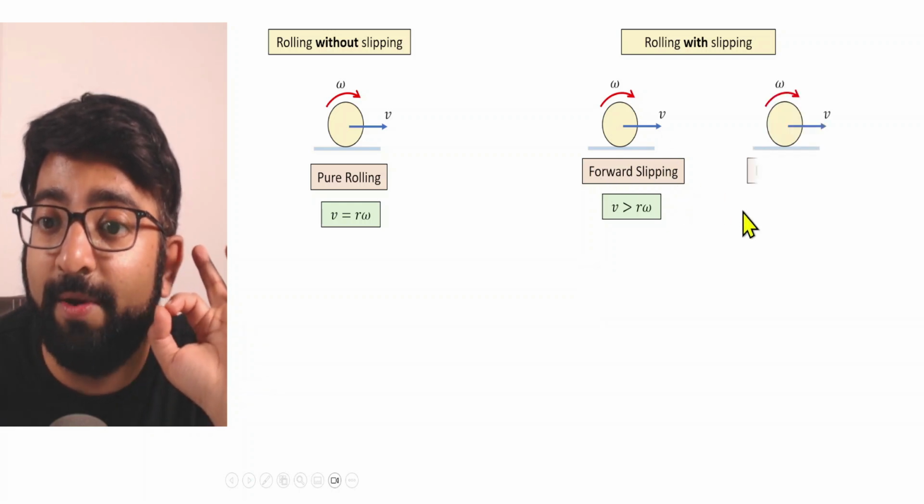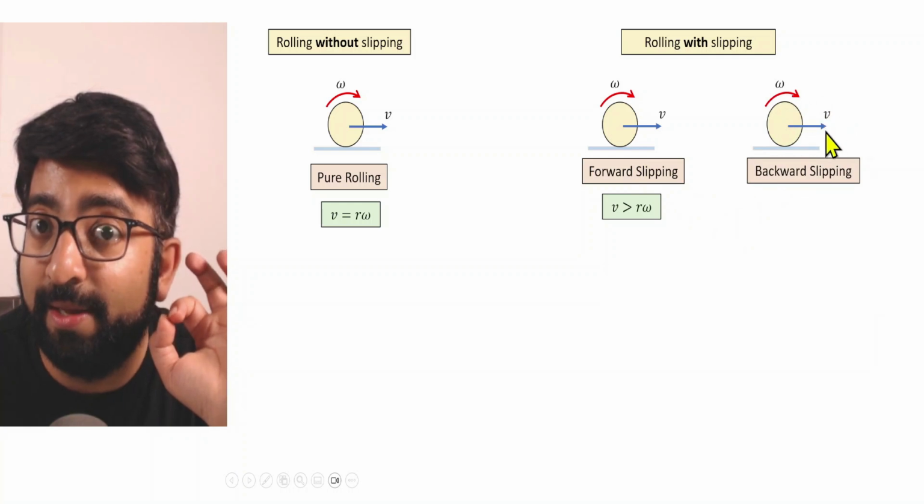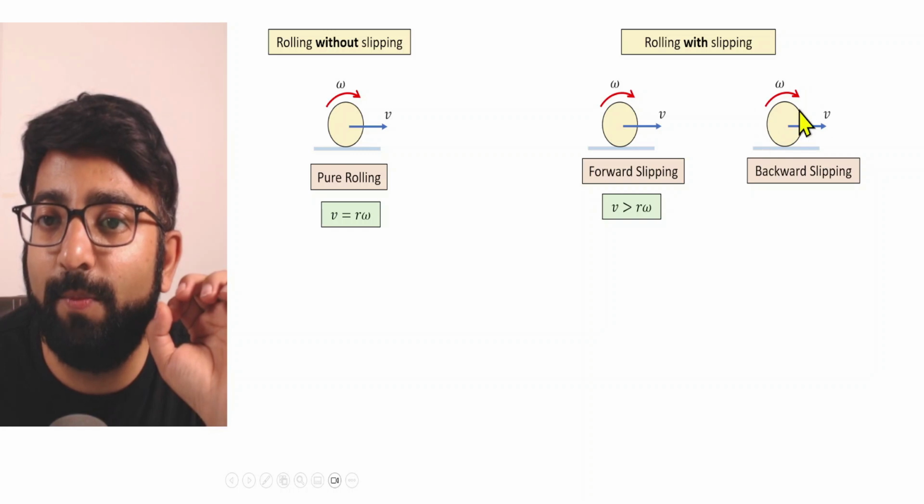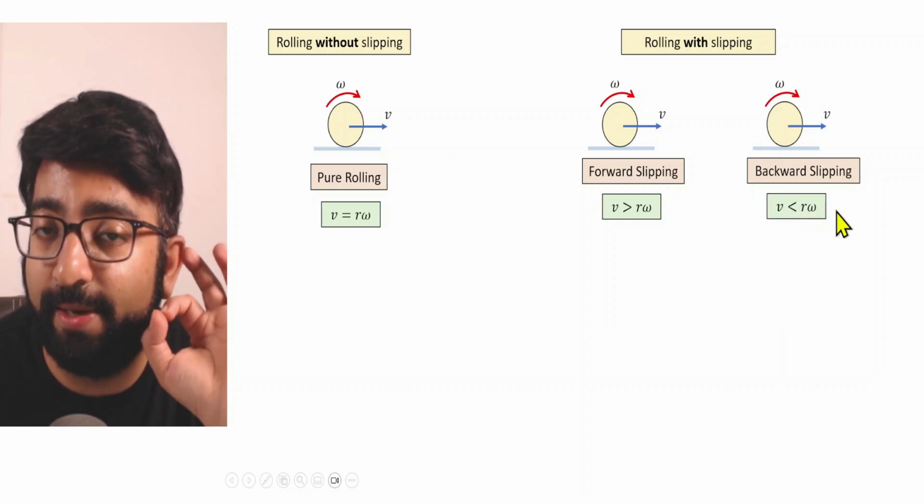As opposed to this, we have the backward slipping. In this case, the forward motion of the ball is lesser than the rotational motion of the ball. So in this case, v will be less than r omega.